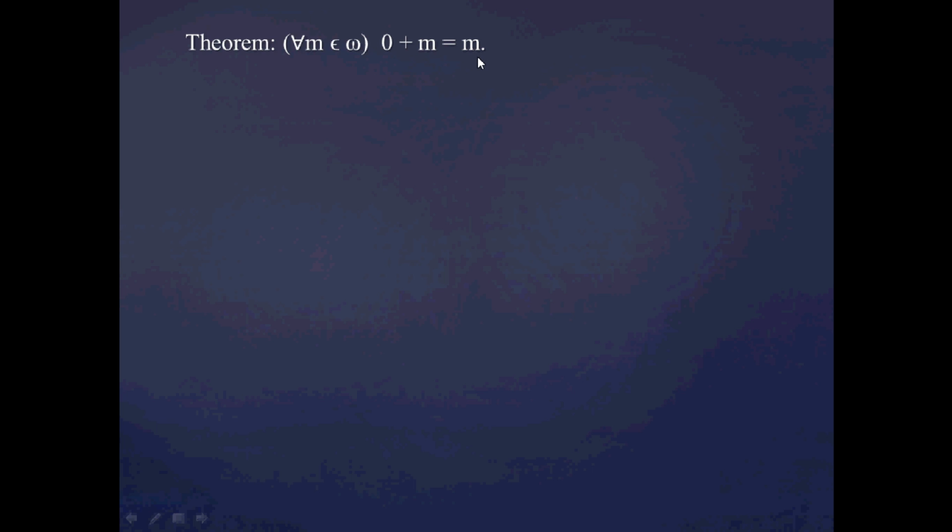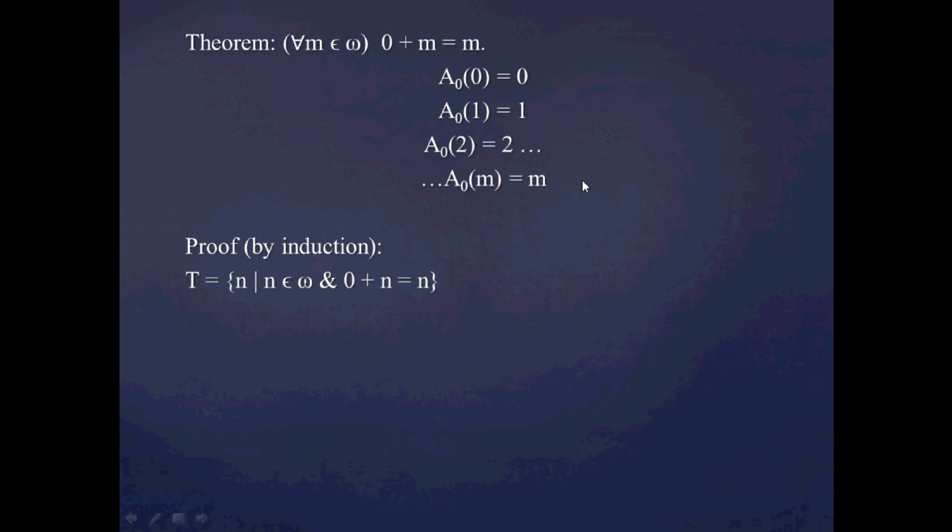Notice that these two statements are a little bit different. What this statement is really saying is that it doesn't matter what m I feed into the a sub 0 function, it's always going to give me the input. In other words, 0 is acting as an identity. So a sub 0 of 0 is going to be 0, a sub 0 of 1 is going to be 1, a sub 0 of 2 is going to be 2, and so on. That a sub 0 of m is going to be m. So we're making this claim about all the values of the a sub 0 function. This is the sort of claim we're going to have to prove by induction.